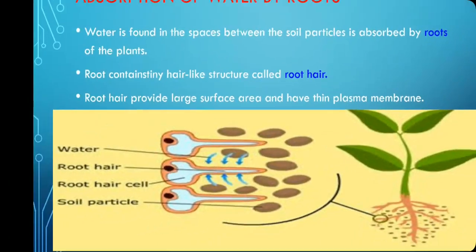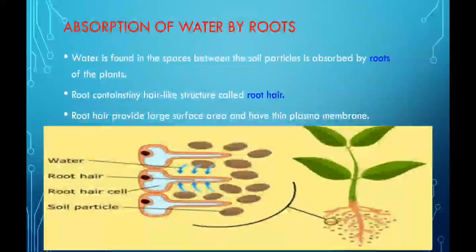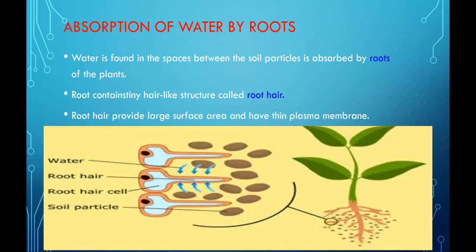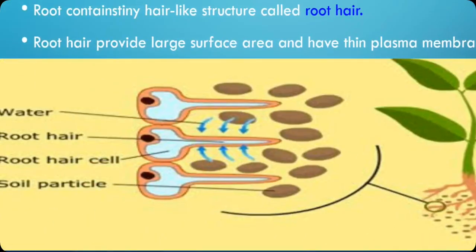Okay, so this is how absorption of water takes place by roots. This absorption of water happens because the root hairs provide a large surface area, and as you know, they possess a very thin plasma membrane, which is called a semi-permeable membrane. So the semi-permeable membrane is there.